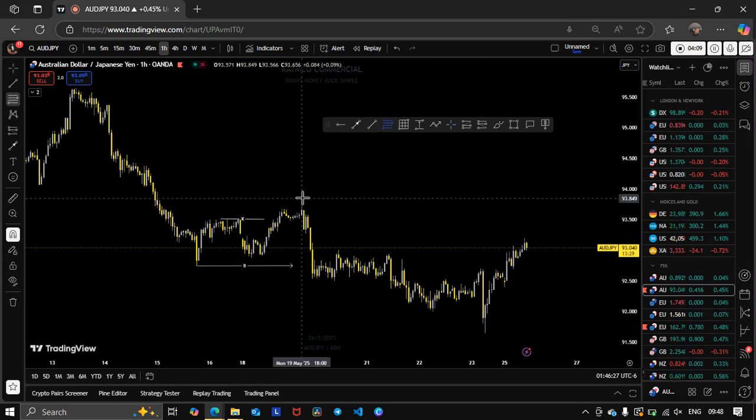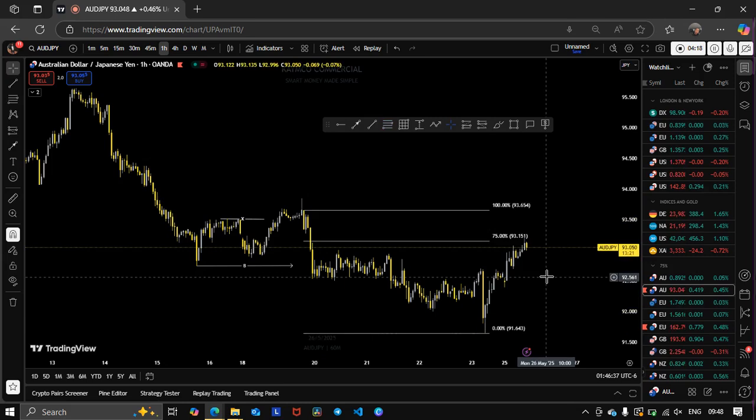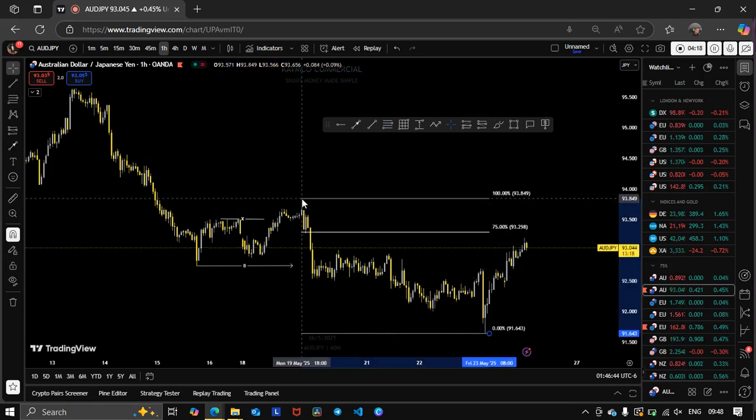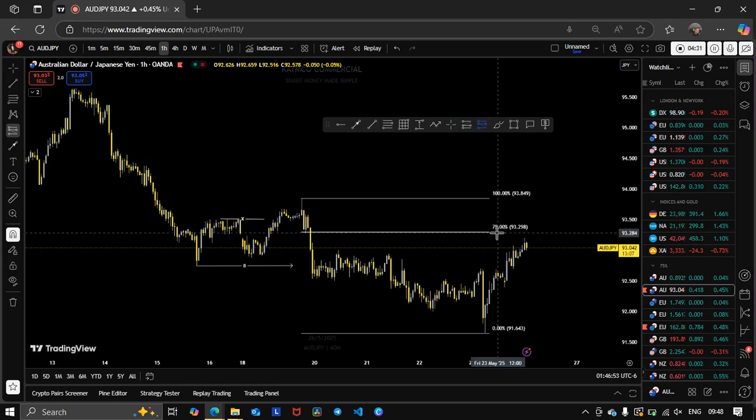So if I place my Fibonacci tool here, and let me place it correctly, it moved. I didn't mean to place it there. Okay, so this is what I have. This is where I'm going to place my entry. Already I'm leaving a sell limit order.